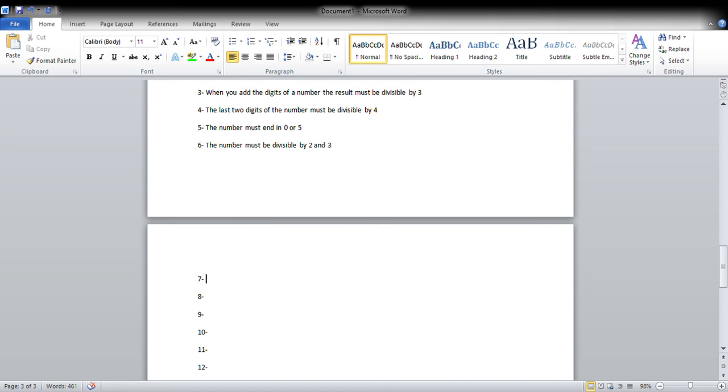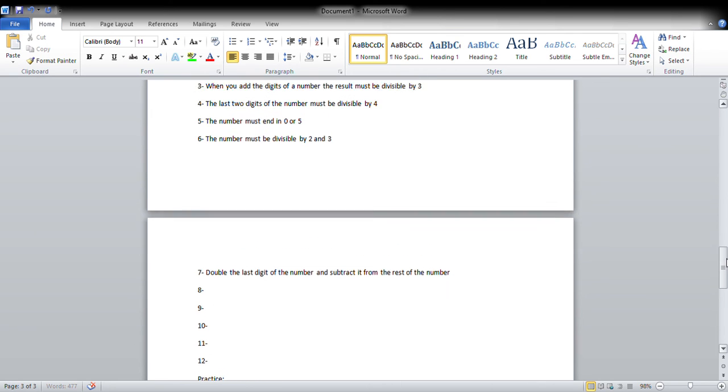7. So 7 is double the last digit of the number and subtract it from the rest of the number. Let's take for example 842. Double the last digit: 2 times 2 is 4. Then you subtract it from the rest of the number. 84 minus 4 is 80. And if you know this, 80 is not divisible by 7, meaning 842 is not divisible by 7.